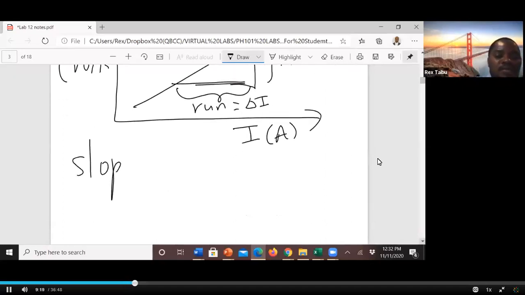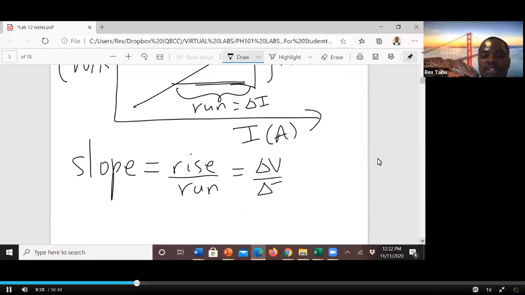So slope is equal to rise over run. That will be change in voltage over change in current. That one gives you the resistance. Therefore, a graph of voltage against current gives us a slope which is equal to the resistance of the wire.